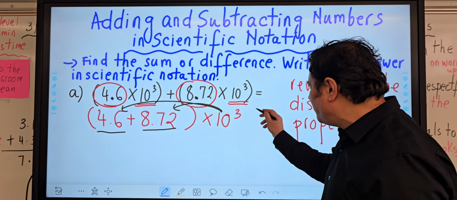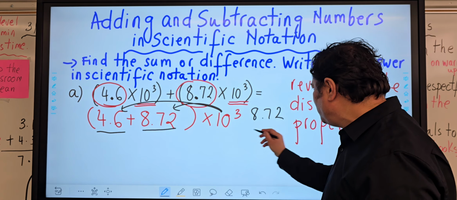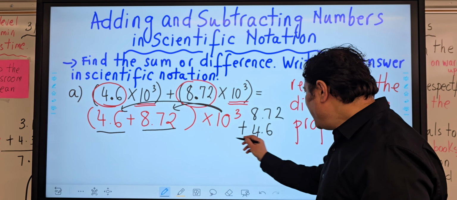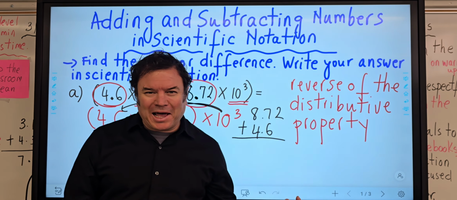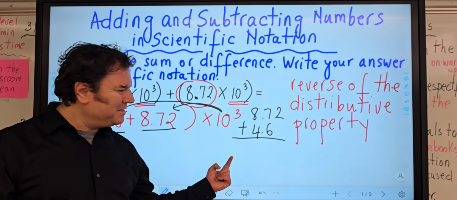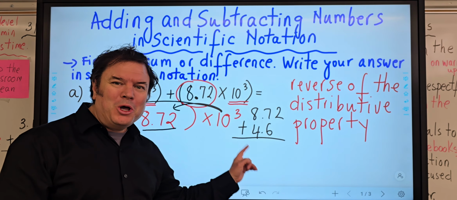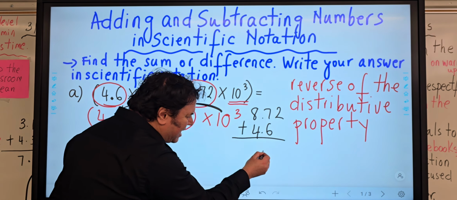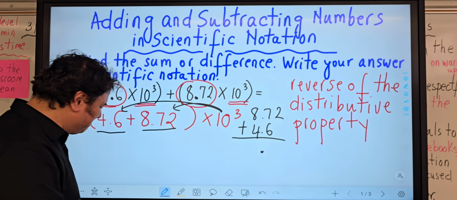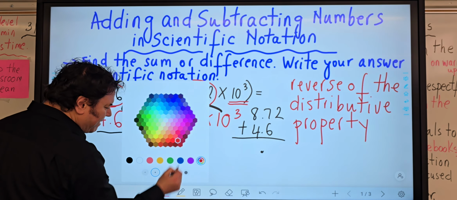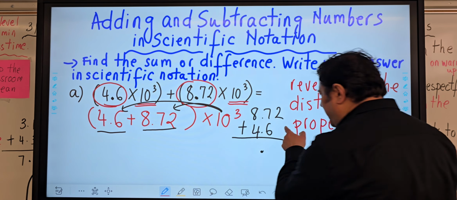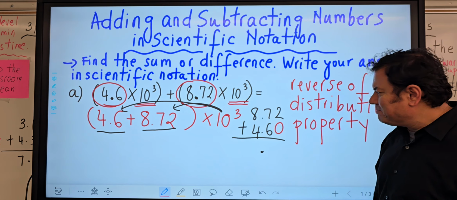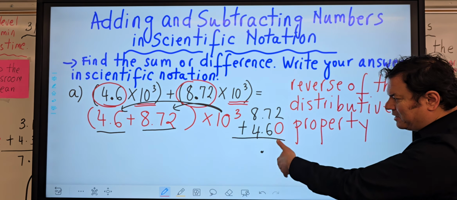Let's add them together. So we have 8.72 plus 4.6. And remember, every time we add numbers that have decimals, it's a requirement. We need to line up the decimal places and bring down the decimal place right away. And remember, if we do not have a 0 here, we can add the 0 as a placeholder. Okay? And let's add the numbers.